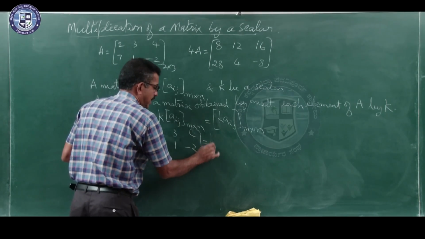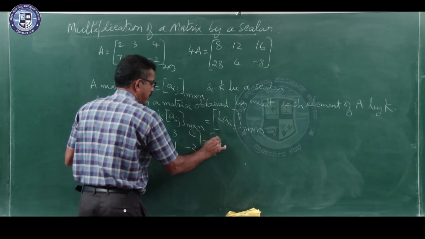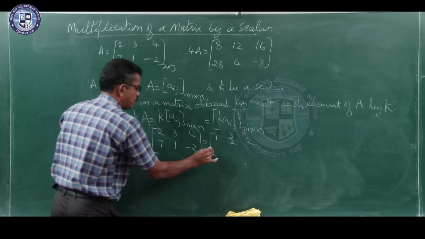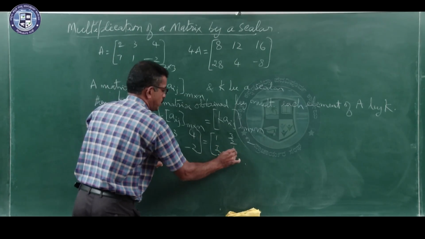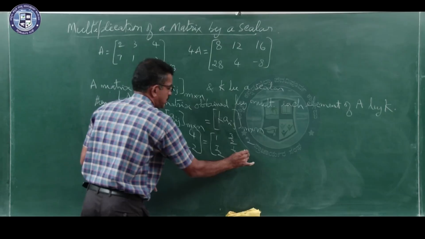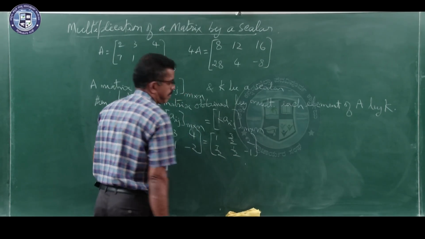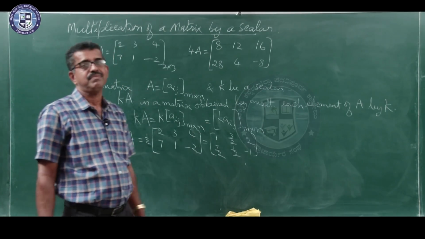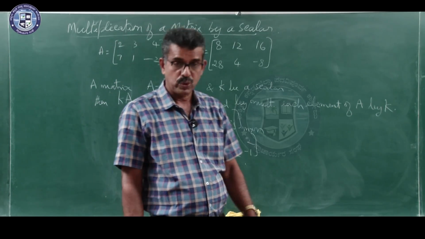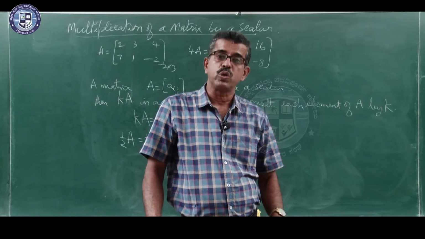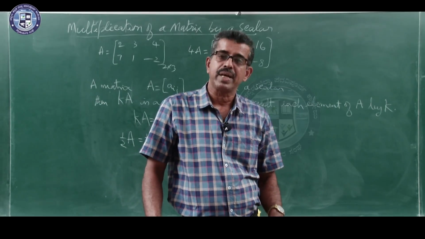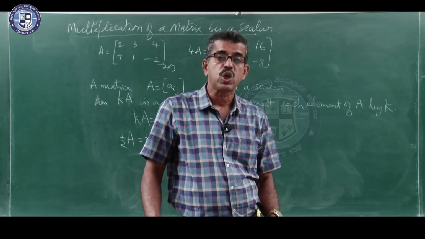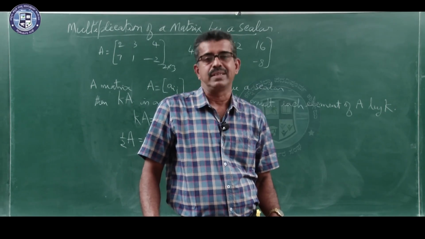So, what do you expect here? It should be 2 by 2, 1, second element is 3 by 2, and here 7 by 2, and minus 2 by 2, it is minus 1. This is half A for this matrix A. Students, I hope you understood about a matrix multiplied by a scalar. Shall we continue then? The next concept is negative of a matrix.